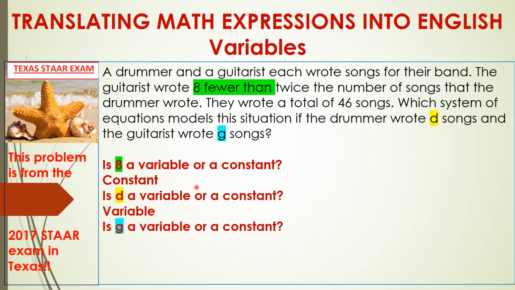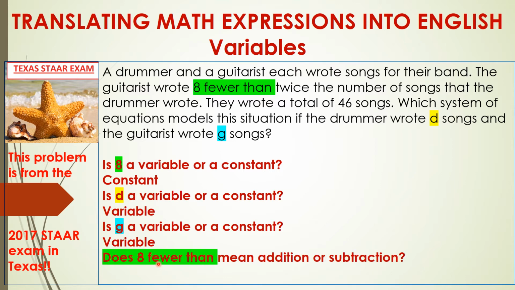Here's another question. Here's this letter G. It says the guitarist wrote G songs. So is G a variable or a constant? You should say a variable because, again, we don't know what it is. It's not 8, it's not 50, we don't know. It could be something. All right.